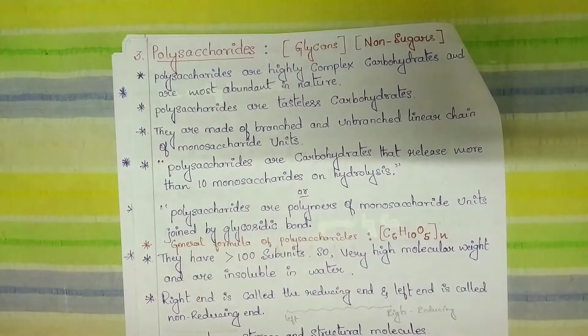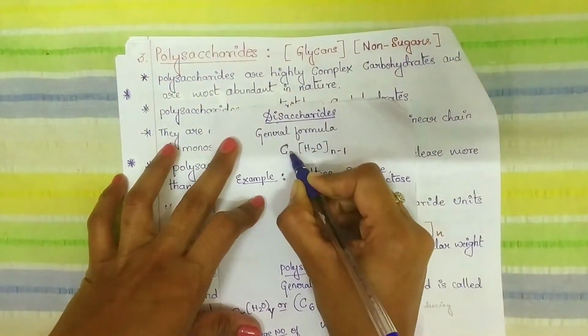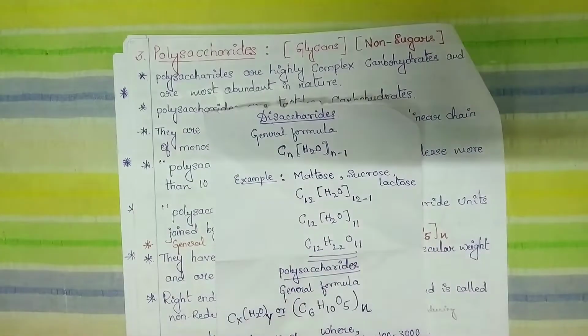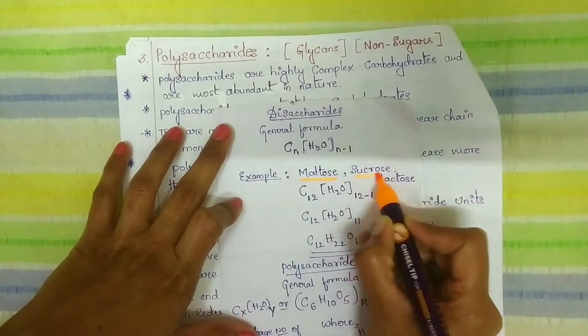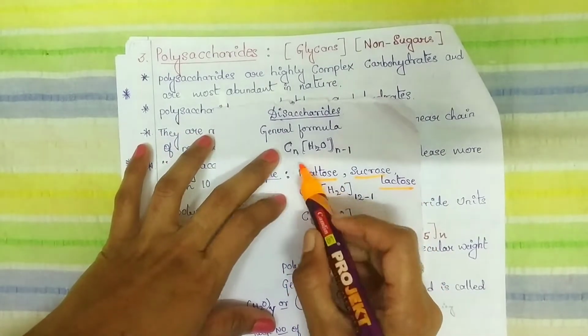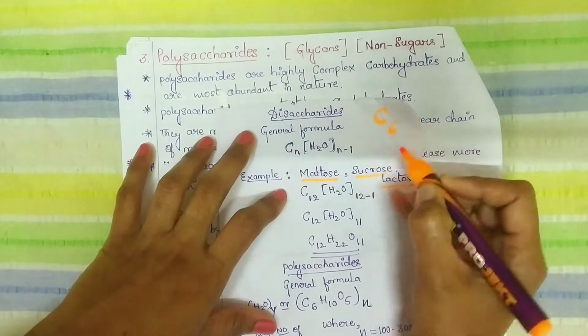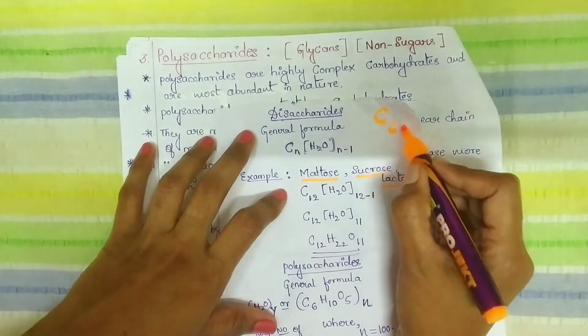See here, the general formula for disaccharide is Cn(H2O)n-1. This is the general formula for disaccharide. For example, here I have taken the examples of maltose, sucrose and lactose. So according to that, in monosaccharides we have only C6, right? Monosaccharides are C6H12O6, glucose. So 6 carbon atoms will be present.